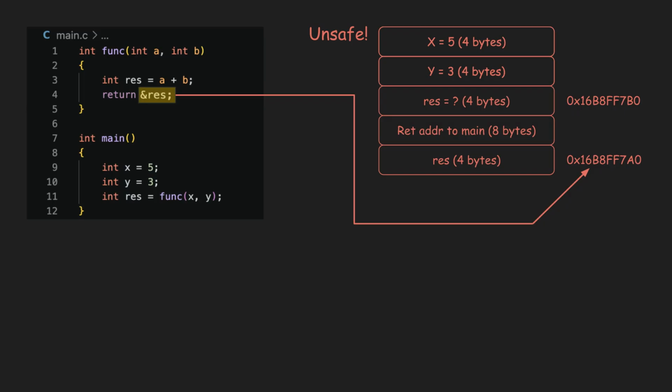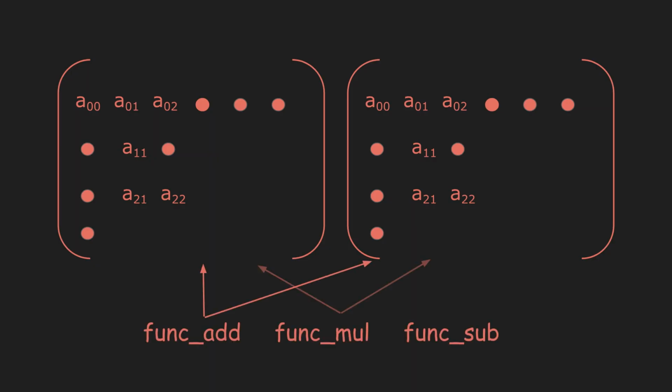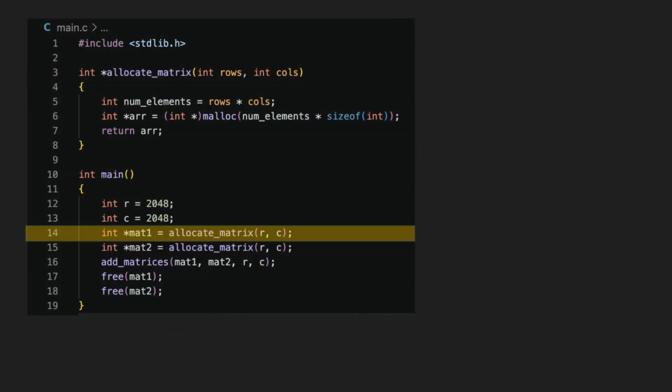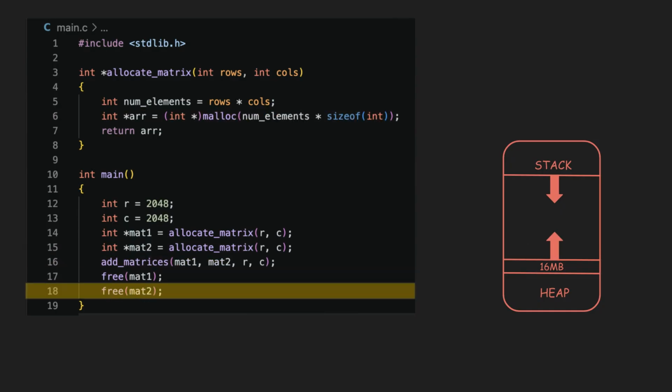So, what happens when you need a lot more memory? Maybe you're allocating giant matrices or building large data structures. Or you need to pass the same data across multiple functions. That's where the heap comes in. The programmer explicitly requests memory from the heap to store data. That memory stays allocated until the programmer releases it. In other words, the programmer manages the heap.